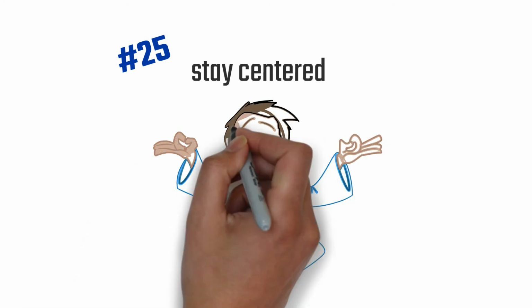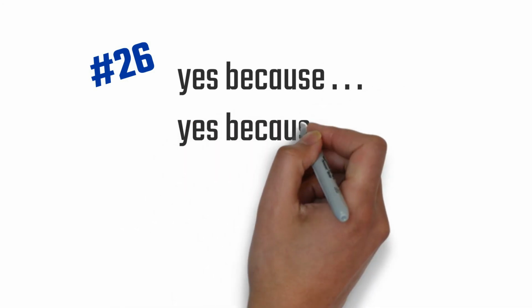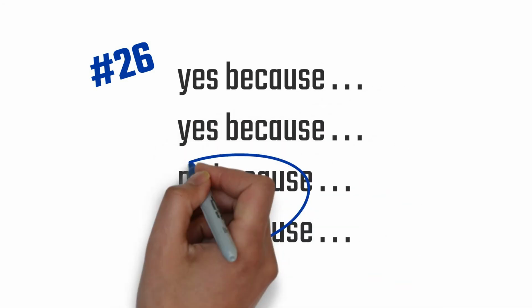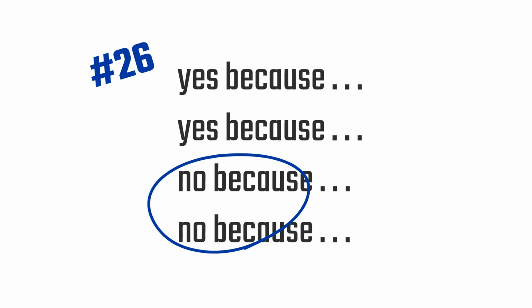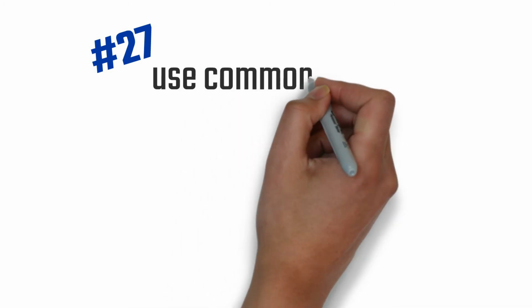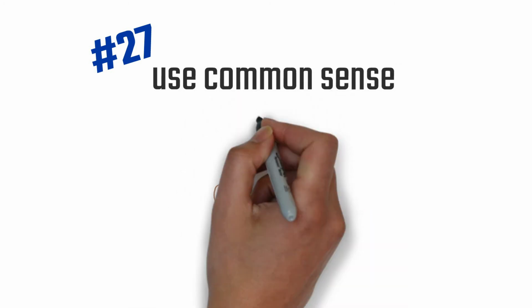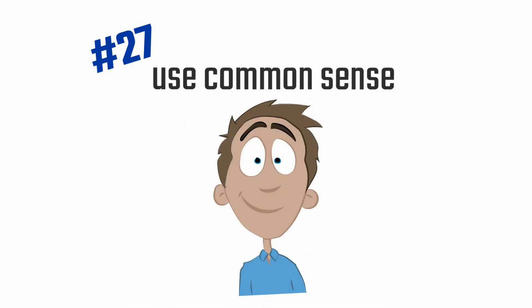Tip number 25, stay centered. If you feel like the floor is falling out, take a deep breath and clear your mind before pressing on. Tip number 26, if you're hit with a yes because, no because type question, if you have a strong sense whether it's yes or no, just read those choices and choose the best one, ignoring the other two choices. And finally, tip number 27. Use common sense. Part of common sense is not overthinking it.